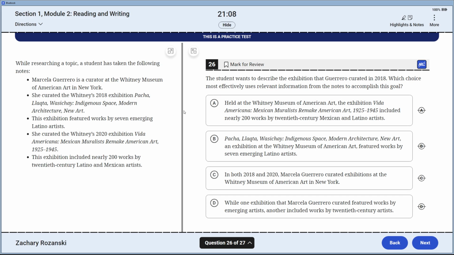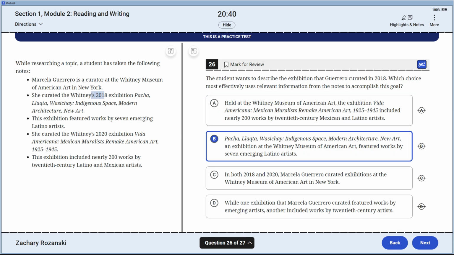Students want to describe the exhibition that Guerrero curated in 2018, held at the Whitney Museum of American Art. This one seems to be fine so far. Held at the Whitney Museum. The exhibition included nearly 200. Sure. Then I look at this one. Okay, so right now, a description of it. 2018. These are different italicized things.